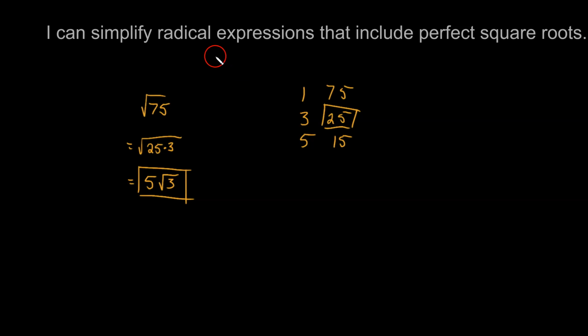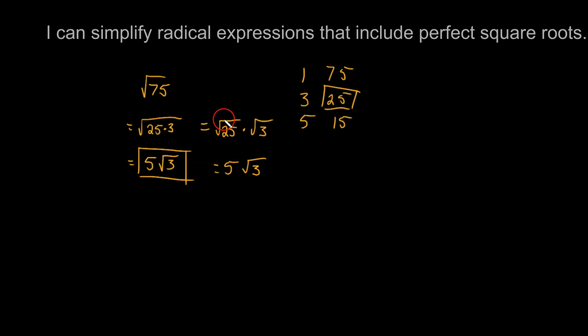You also might sometimes see this process notated as this, where you go the square root of 25 times the square root of 3. I've seen it both ways, and then you would pull that out and go equals 5 times the square root of 3. So you might see it notated or worked through in both ways like that.